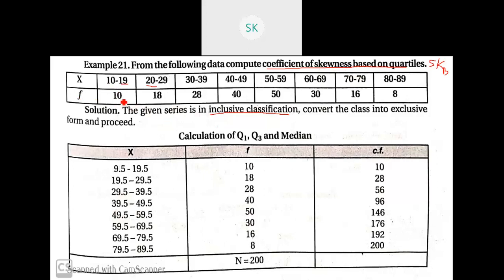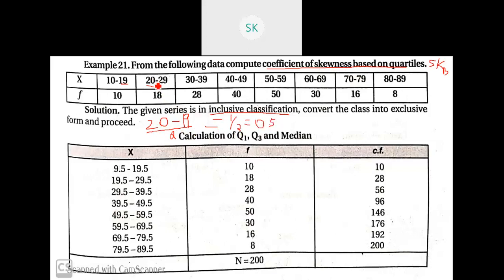The correction factor is calculated using the lower limit of a class, except the first class. Do not consider 10, consider the next lower limit, that is 20. So the correction factor will be 20 minus 19, where 19 is the previous upper limit, divided by 2. 20 minus 19 is 1, 1 by 2, which is nothing but 0.5.